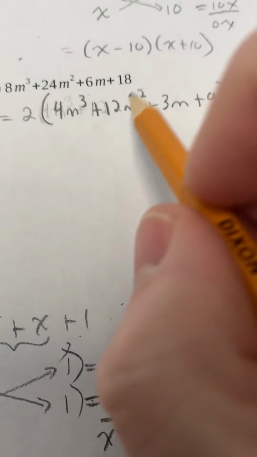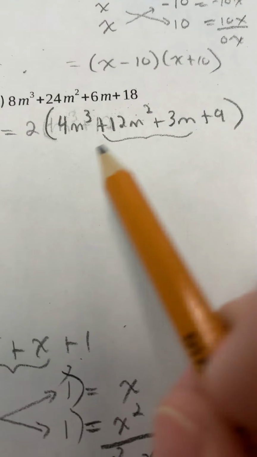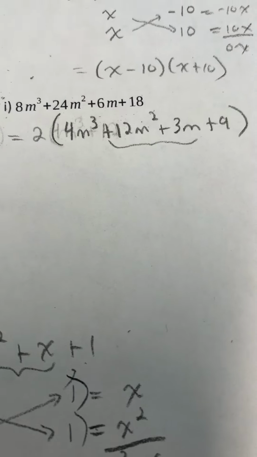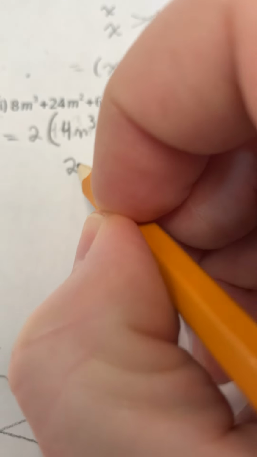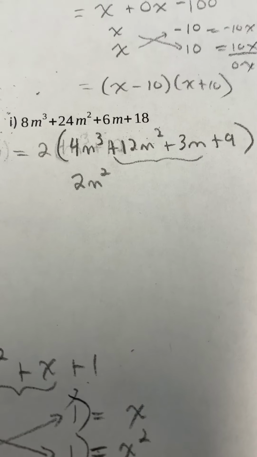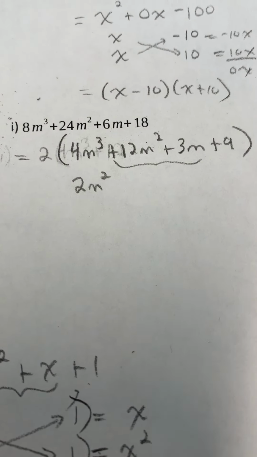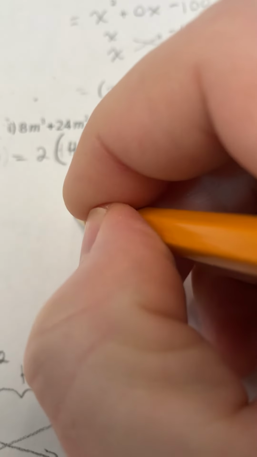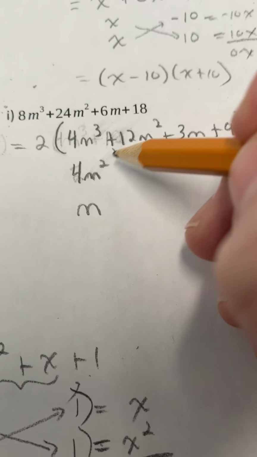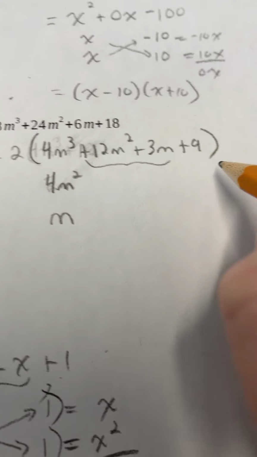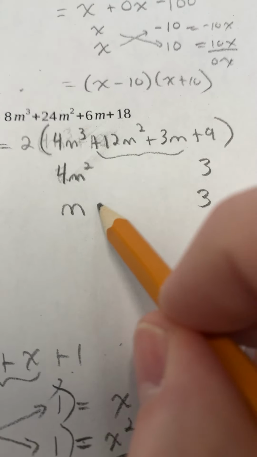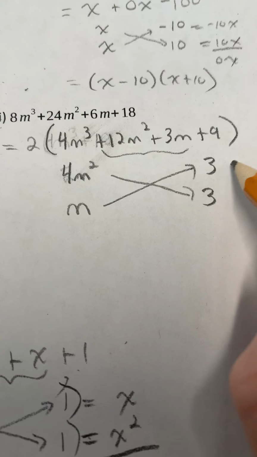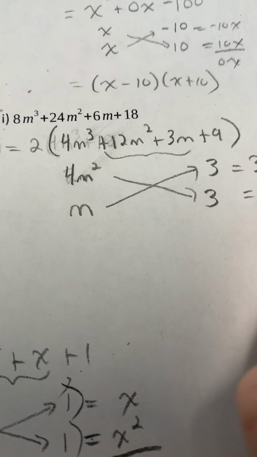We're still going to use the cross method. So we're going to break down the first term, break down the last term. This is trial and error, so I don't know what the answer is. So 2m squared, let's try. No, that's not going to work. We're going to do 4 and 1. So 4m squared times m. And we're going to break down our 9 into, let's say, 3 and 3. If you cross it, you get 3m and 12m.